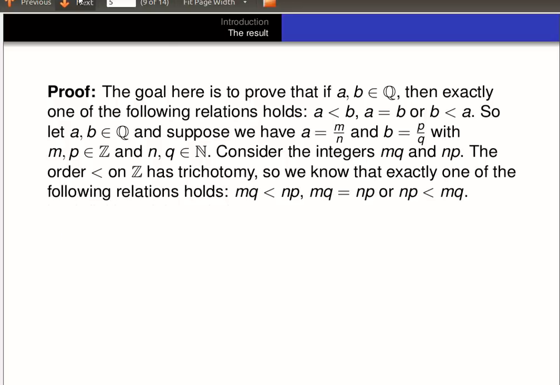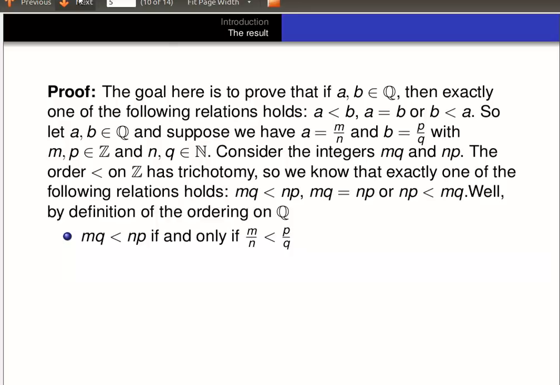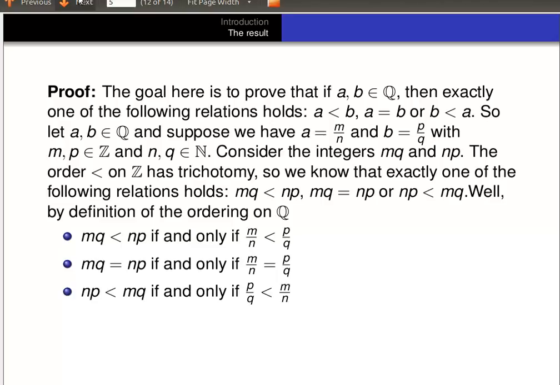All right? And it just so happens that by definition of our ordering on Q, which we gave just a minute ago, m q is less than n p if and only if the rational number m over n is less than p over q. m q is equal to n p according to our definition of equality on the rationals if and only if the rational number m over n is equal to p over q. And n p is less than m q, again according to our definition of the order, if and only if p over q is less than m over n.